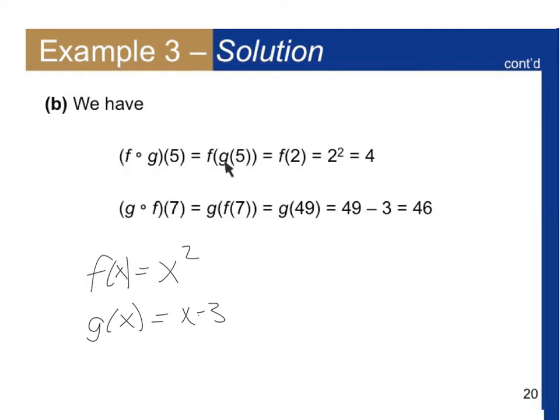So f of g of 5, we're going to take g of 5 first. g of 5 would be 5 minus 3, which is 2. So that gives us f of 2. And now we're squaring, so f of 2 is 2 squared, which is 4. And then g of f of 7, we're going to take f first. Remember, f of 7 would be 7 squared, so that's 49. So then we take g of 49, which is 49 minus 3, is 46.